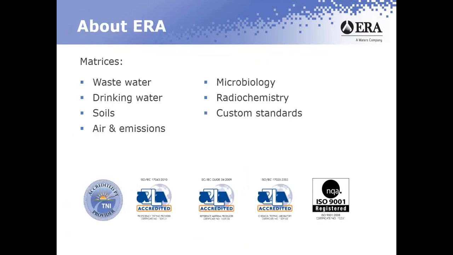ERA produces a wide range of products in a variety of matrices. We produce products for wastewater, for drinking water, for soils, for air and emissions, for microbiology, and for radiochemistry. We also produce a wide variety of custom standards. All of that work is done under a number of accreditations that ERA currently holds.